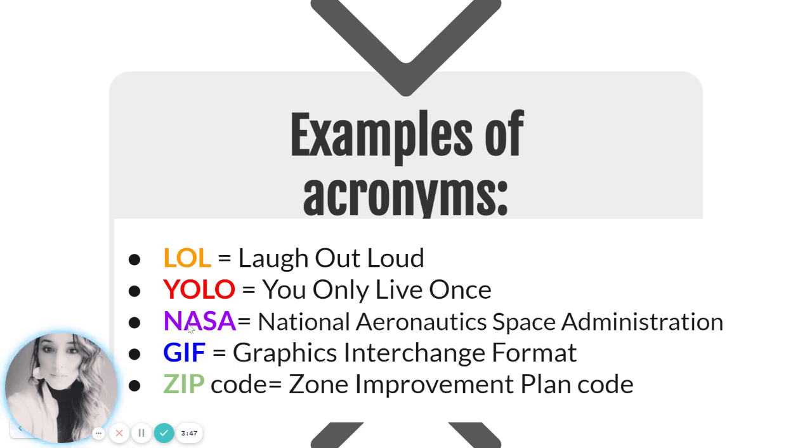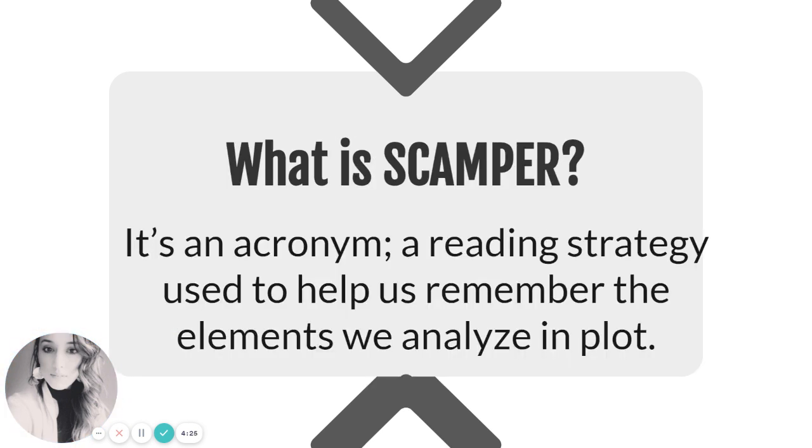NASA. The beginning letters of each word sounded out as NASA. NASA is an acronym for National Aeronautics and Space Administration. Then we have GIF, or Graphics Interchange Format. And then we have ZIP, which is an acronym for Zone Improvement Plan. So that is what an acronym is. So today you are going to learn a very special acronym that we are going to be using throughout the entire school year. And it is called Scamper.